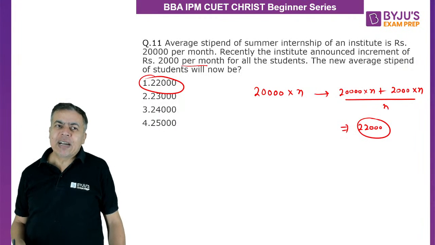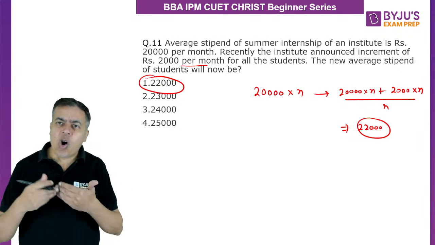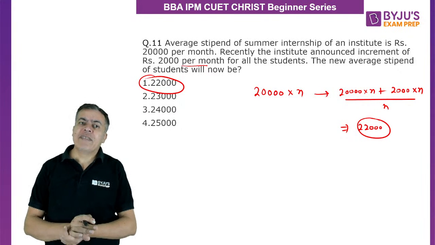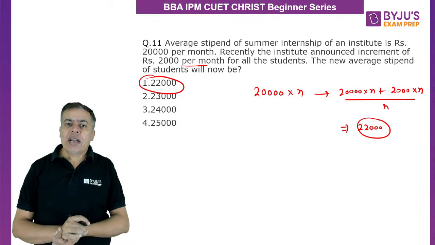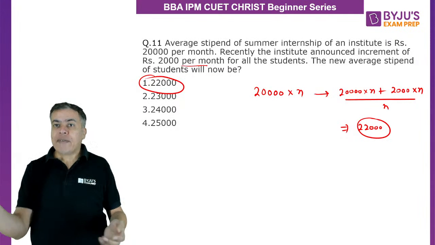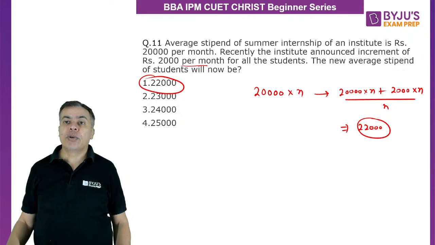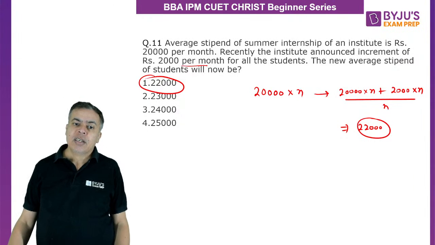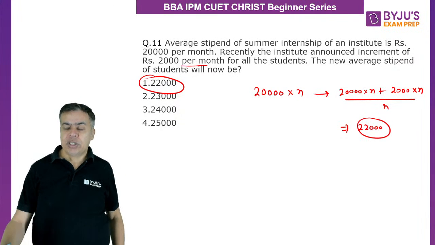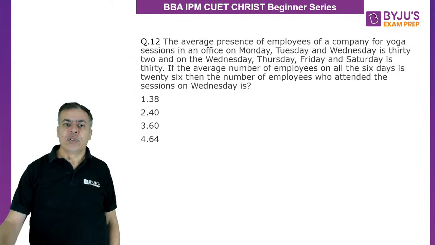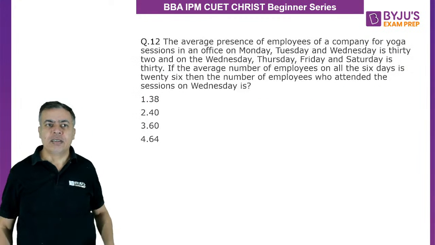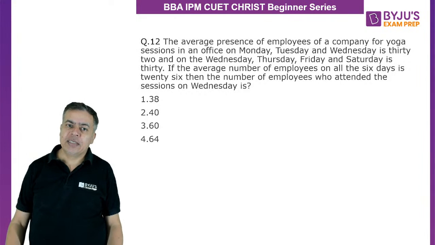Simply you can say whatever is increased in all the values, that will be increased in average also. So you are increasing 2,000 in all the values. So the average also becomes from 20,000 to 22,000. Right? That will be a very simple question. If you know the concept, you can directly answer with just looking at the question.